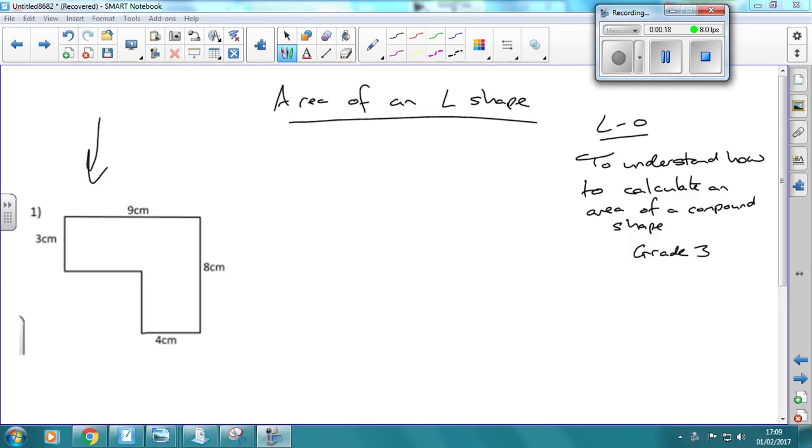And what we're going to be doing in this lesson is we're going to work out how to find the area of the shape. So I'll leave your teacher time just to pause the video so that you've got time to copy it down. And now we're going to have a look at how to find this area.